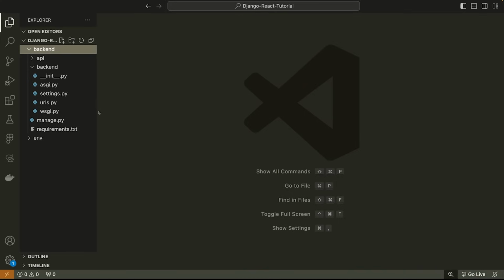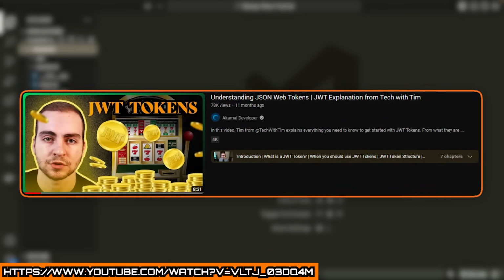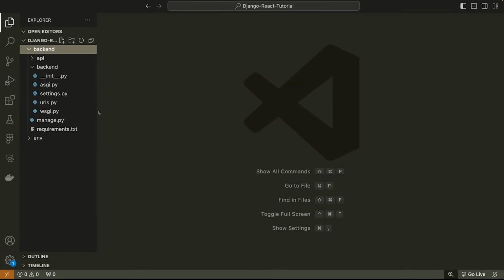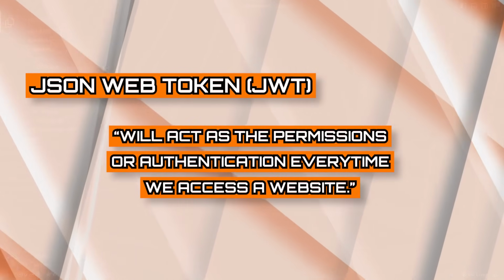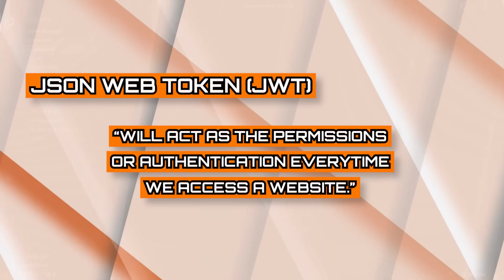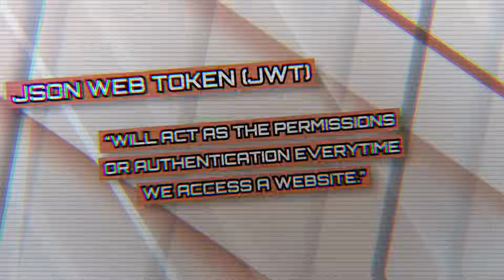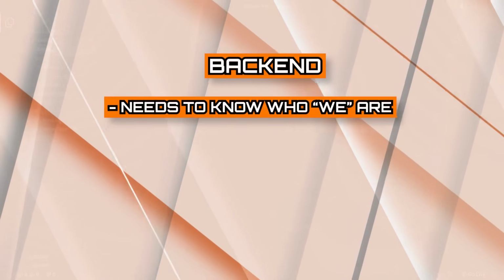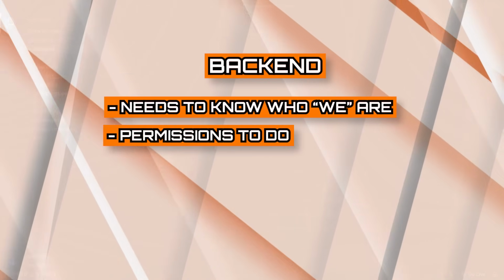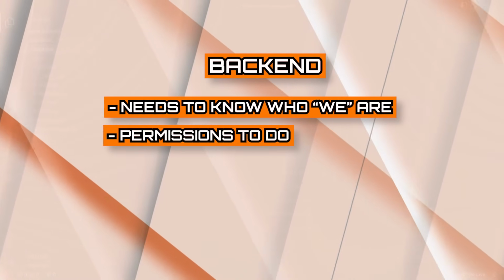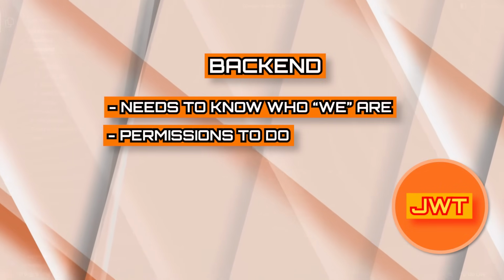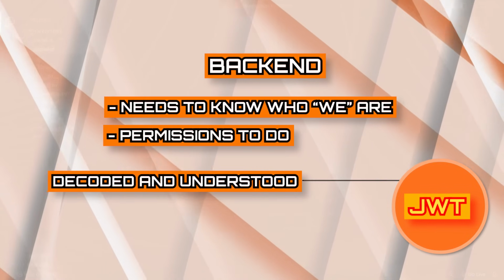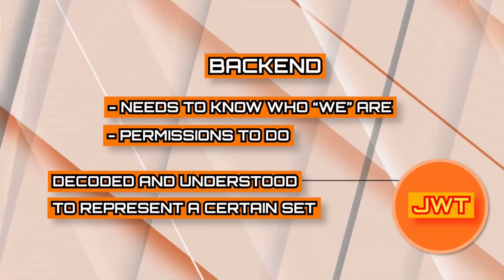Okay, so what is a JWT token? Well, I actually have an entire video on this, so I'll link it here in case you want to watch it. But this stands for JSON Web Tokens. Now, the JSON Web Token will act as our permissions or our authentication every time we access a website. The idea is we have a front end, and the front end is separate from our backend. So every time we make a request, the backend needs to know who we are and what we have permissions to do. So what we'll do is we'll include a token along with our request to the backend, and that token can be decoded and understood to represent a certain set of permissions.